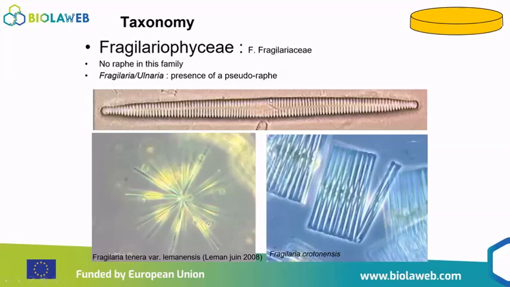Fragilariophyceae here. So these are pinnate diatoms, elongated. This one has no raphe again. Okay, you see the different shapes. This one is planktonic, again from Lake Geneva. I can see that in the plankton. Here also, it's a pinnate diatom, which is very common in the plankton of Lake Geneva.